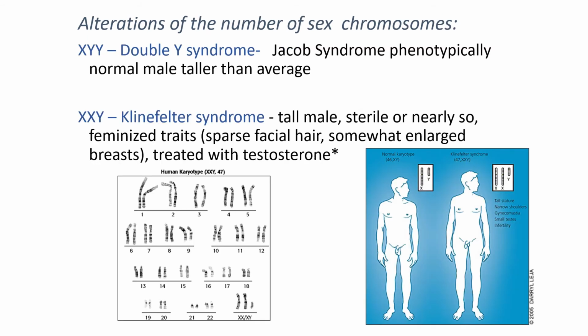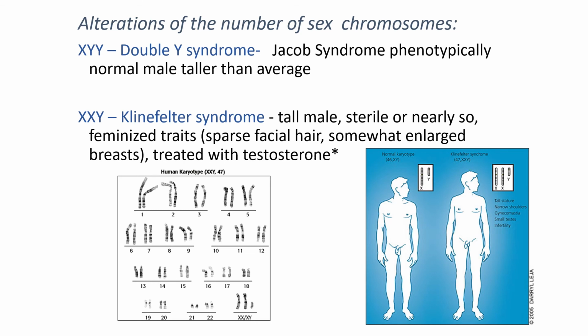Now we'll look at a couple of alterations in the sex chromosomes. The first one listed there is an individual that has XYY, which is known as double Y syndrome or Jacobs syndrome. You'll notice that they have 3 sex chromosomes, 2 Ys instead of the typical 1. They would phenotypically appear normal if you looked at them. They would just be taller than the average male.